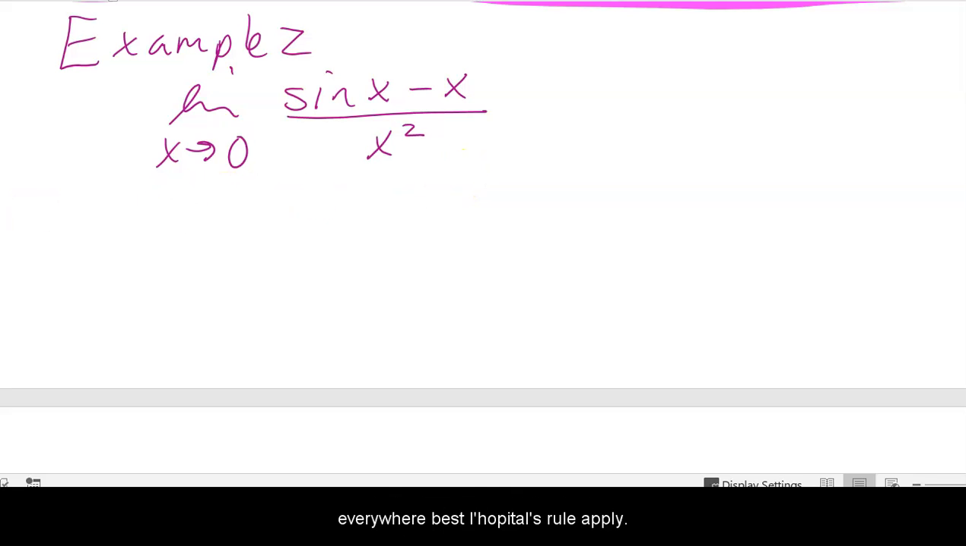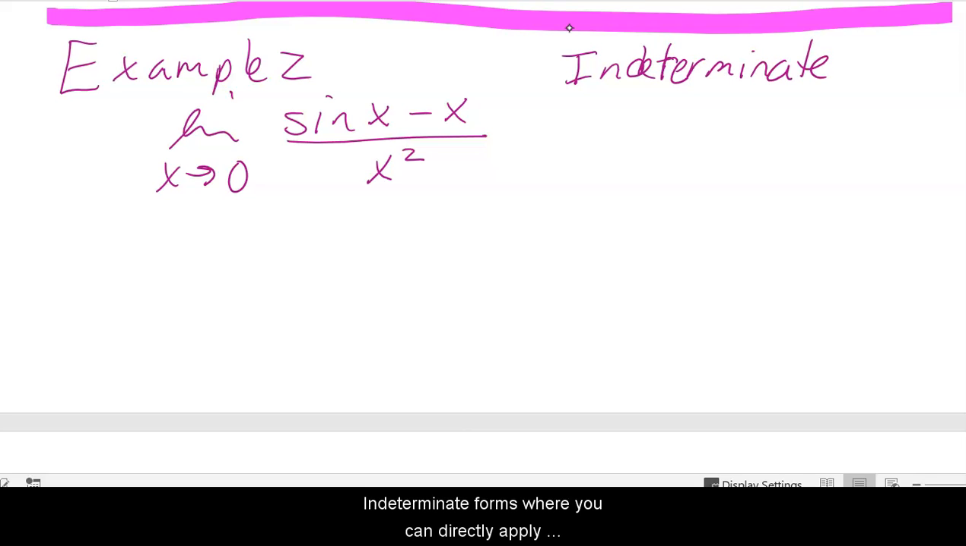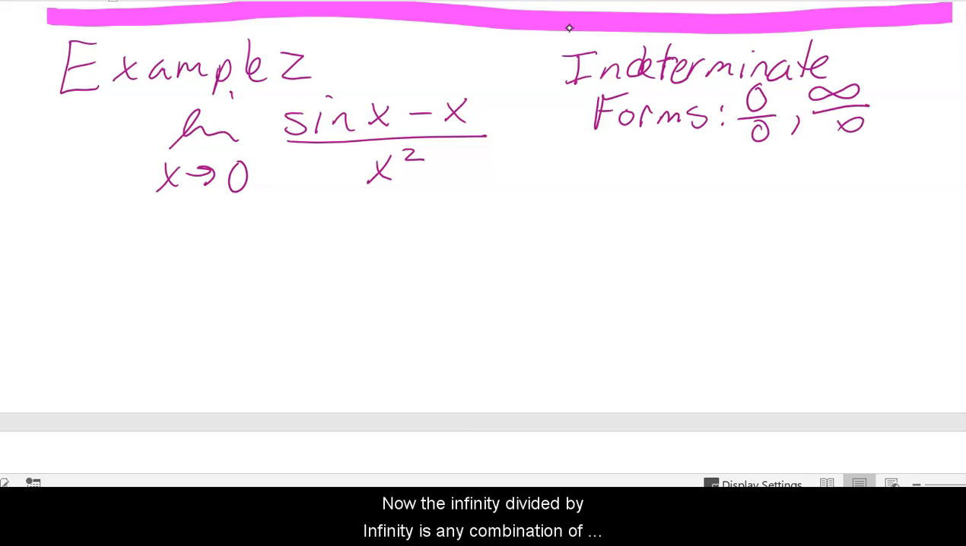Thus, L'Hopital's rule applies. First, in order to be able to use L'Hopital's rule, I must have one of the two indeterminate basic forms. There are two basic indeterminate forms for L'Hopital's rule. The indeterminate forms where you can directly apply L'Hopital's rule are 0 divided by 0 and infinity divided by infinity. Now, the infinity divided by infinity is any combination of a positive or negative infinity divided by the other. 0 divided by 0 is the one we're focusing on first.